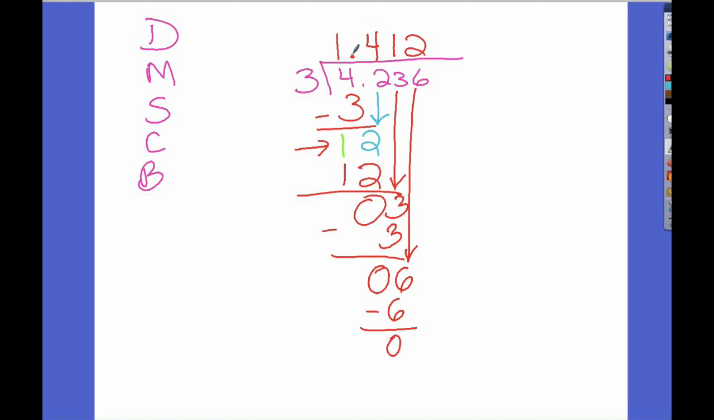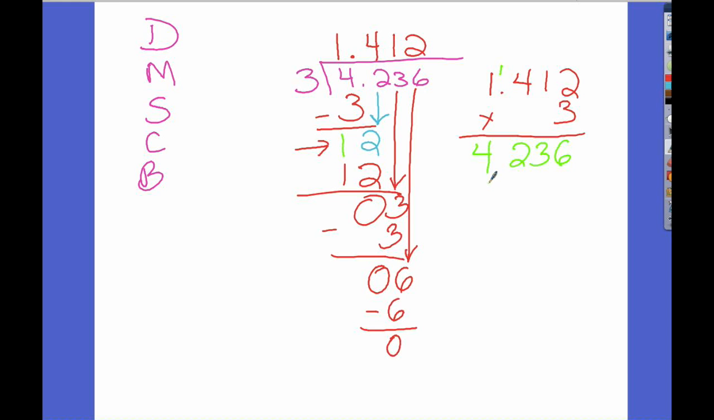And the way to check that would be to multiply. Is it always good to check your work? Yeah. What's 3 times 2? 3 times 1? 3 times 4? 12. Carry the 1. 3 times 1? 3. Whoops, thank you.